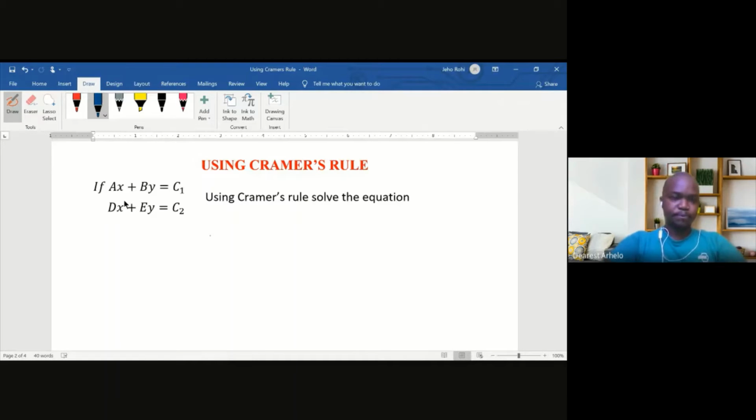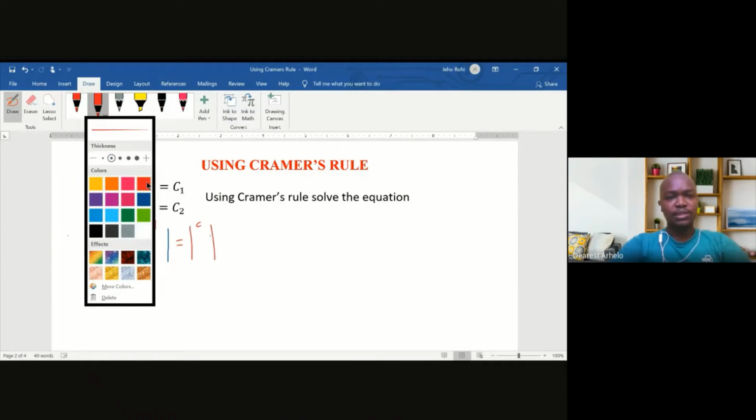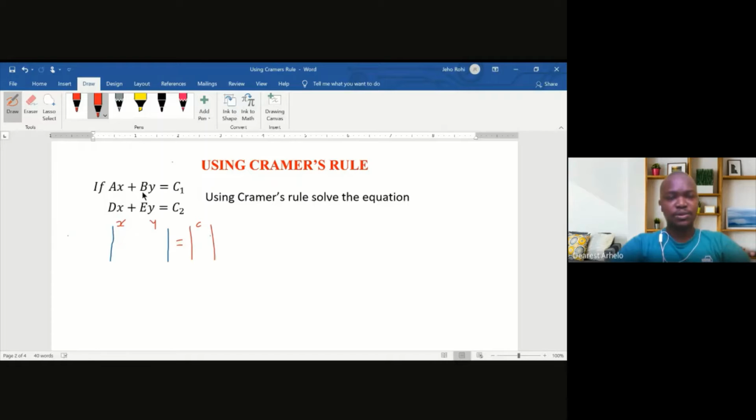How do we do that? The first thing is that we represent this equation in a matrix form. So I draw my square bracket, or I draw my determinant. Here, the top is the x column, this is the y column, then equal to, this is my constant column. Okay, so now we put the values into this matrix.